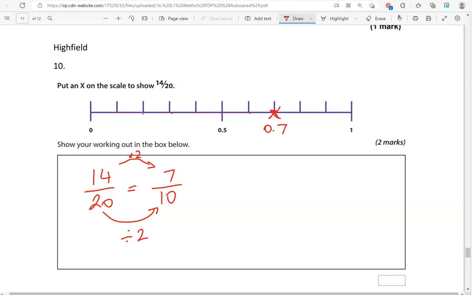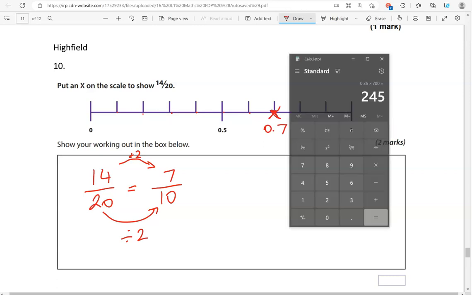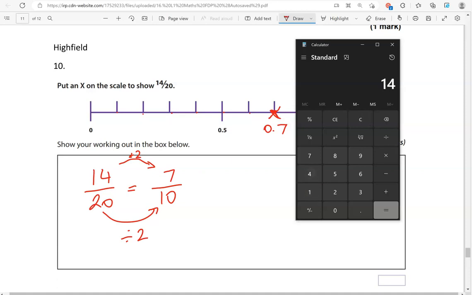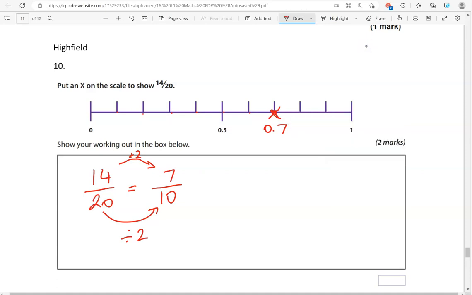The other way would be to divide using a calculator. So 14 divided by 20 gives us 0.7. So we know we've got 0.5 here, so this is 0.6 and this is 0.7.